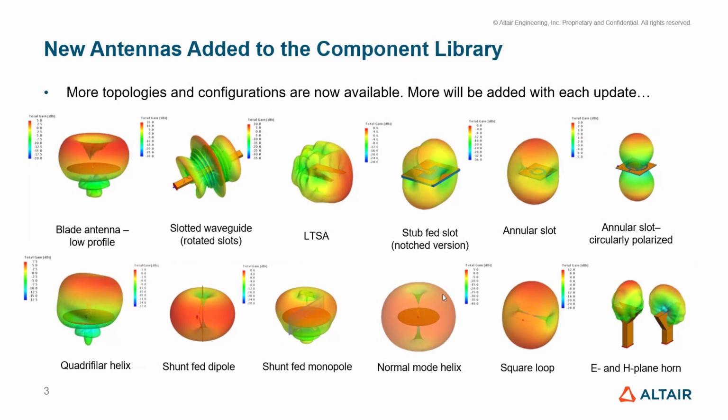As I mentioned, we keep adding new antennas in every important major update. You can see some of the recent additions, like the blade antenna, stub-fed slot, annular slot, E and H plane horn, shunt-fed monopole, and shunt-fed dipole.